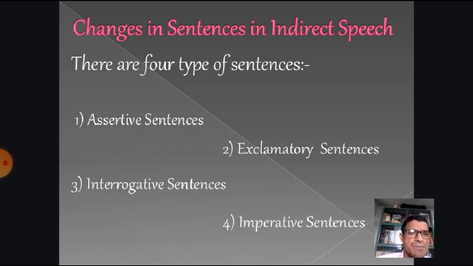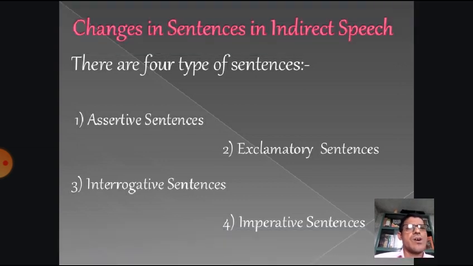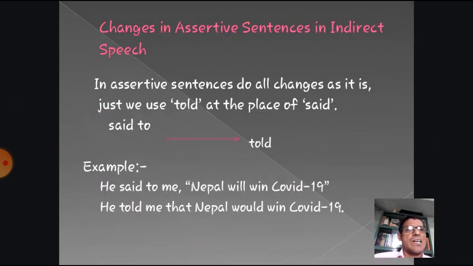So these are the four types of sentences I'm going to talk about today, and in which type of sentence, what type of structure, what type of rule is used there, that I'm going to talk about here. So now let's first talk about changes in sentences in indirect speech. So now let's talk about assertive sentence.